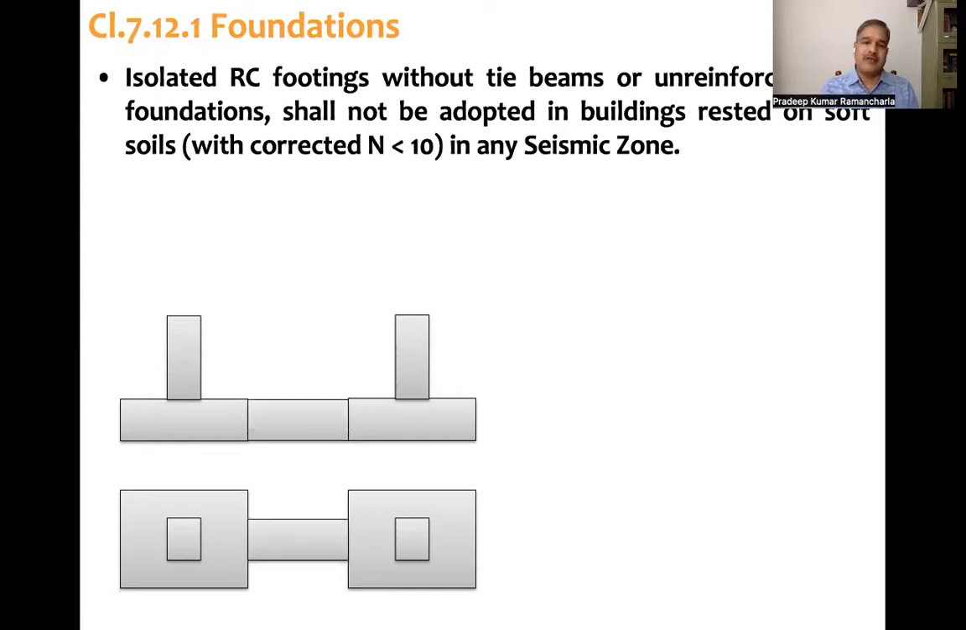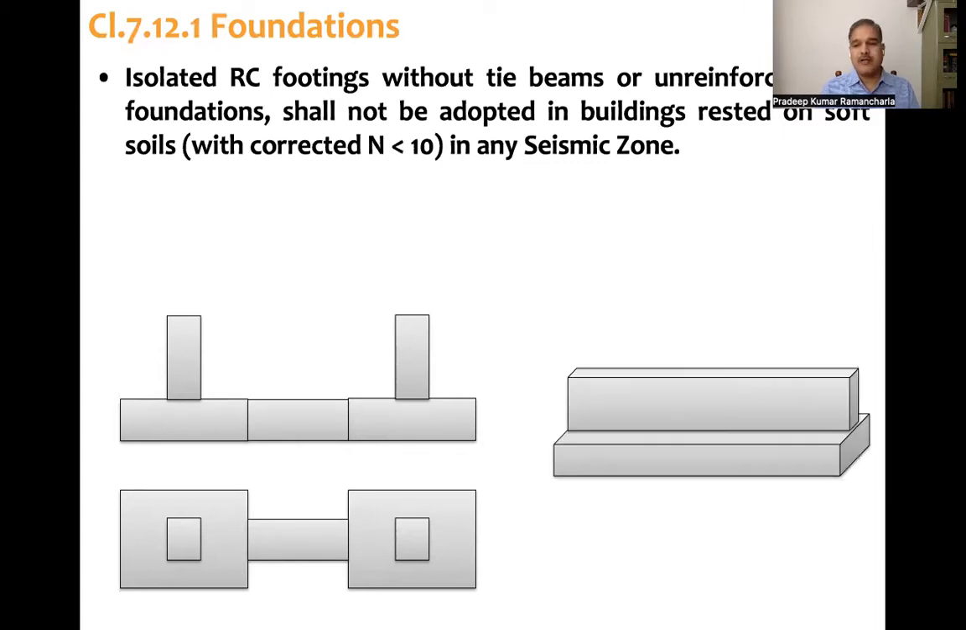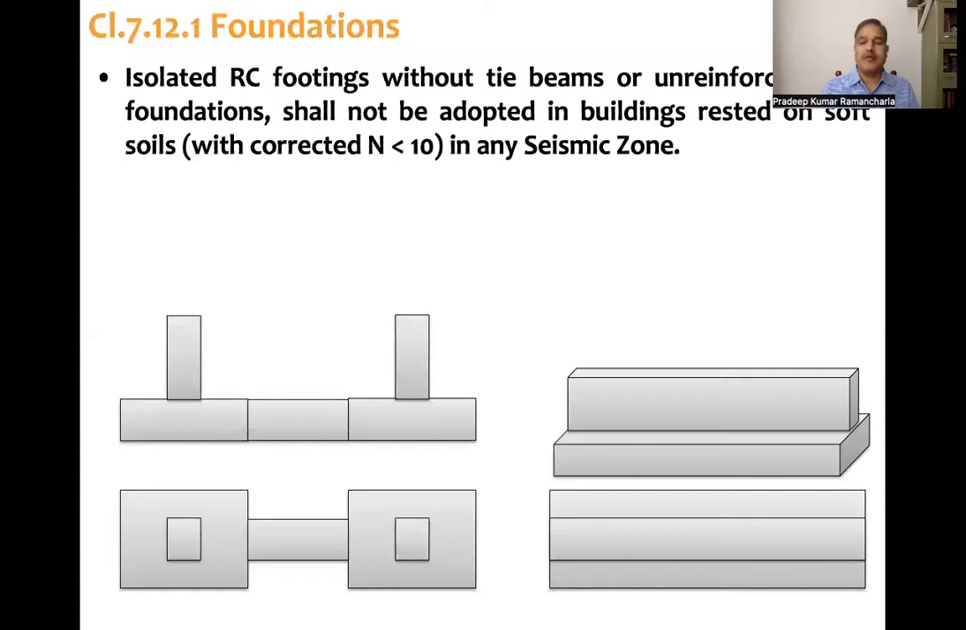So in this figure, what is shown here is there is tie beam, and if isolated footings are there and if they are connected with tie beam, that is perfectly fine. But if they are not connected with tie beam, code is putting a restriction on this. This is one thing, and also strip foundation. Strip foundations usually support masonry structures, so load bearing structures. If they are not having reinforcement, then these are not suggested by the code.